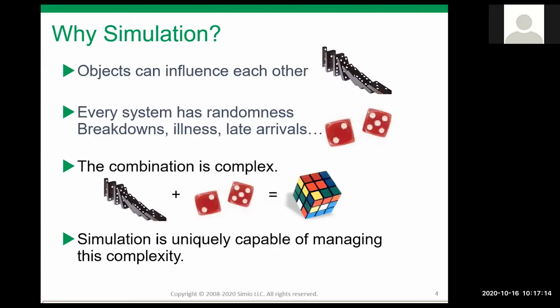Okay, so why do we use simulation at all? Well, objects can influence each other, just like a row of dominoes does. And every system has randomness: breakdowns, illness, late arrivals, materials not showing up on time, all kinds of things like that. Well, the combination of those two is pretty complex. And simulation is uniquely capable of managing that complexity.